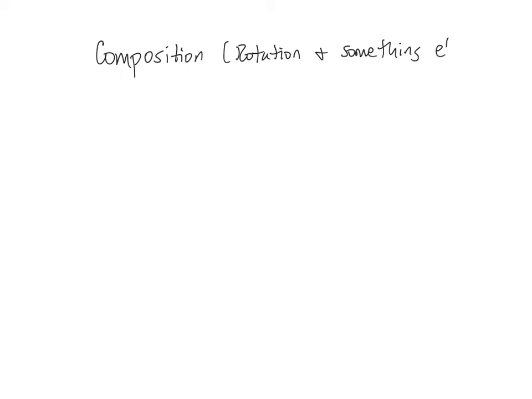So one of the other things you'll have to do is a composition. And a composition is going to be a rotation and something else that we've already talked about. So we talked about translations and we've talked about reflections. So it's going to be a rotation combined with one of those.